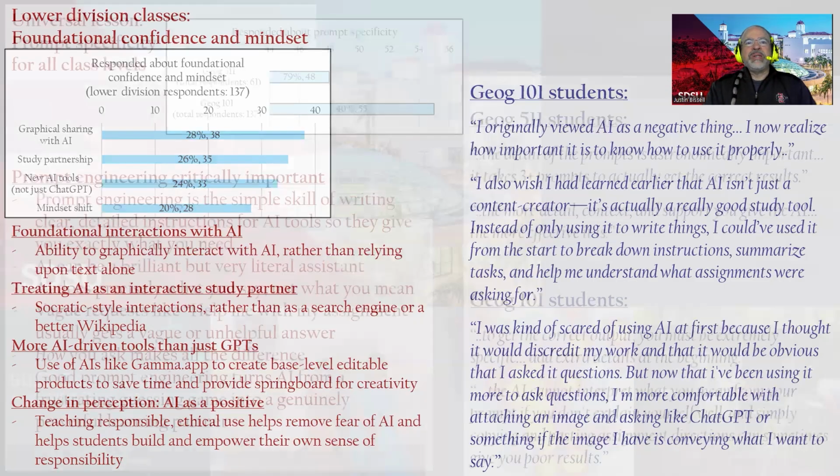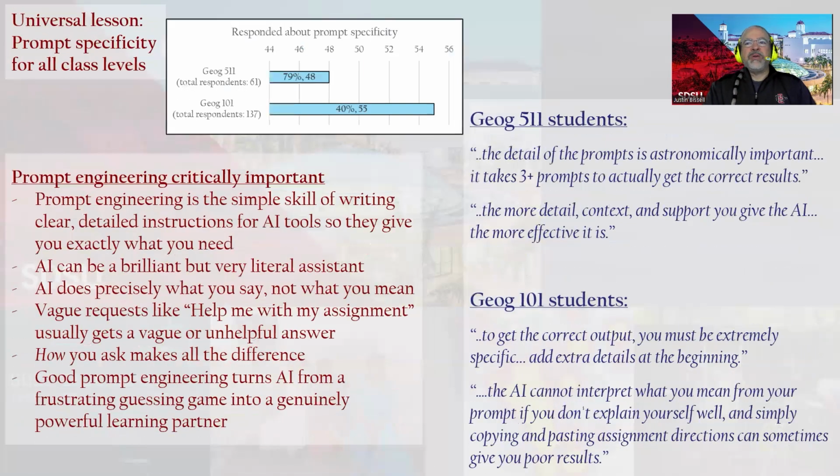The single most consistent theme across all my classes was the critical importance of prompt engineering. In my upper division classes, two students put it perfectly. The details of the prompts is astronomically important. It takes 3 or more prompts to get the correct results. Another added that you have to be specific with prompting. The more detail, context, and support you give the AI, the more effective it is.